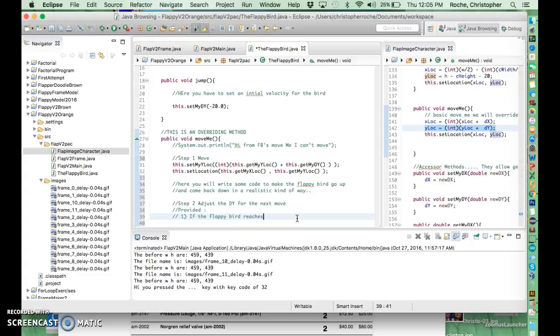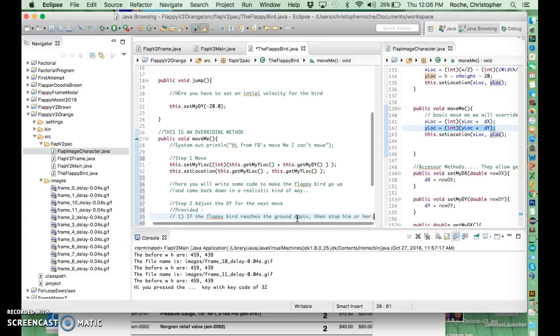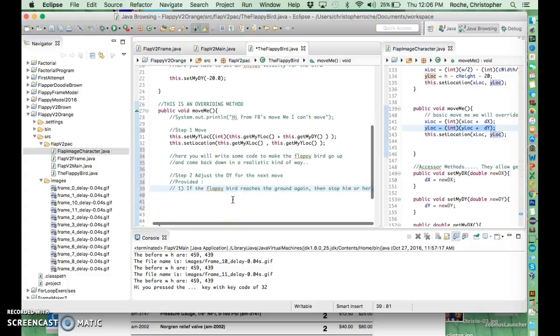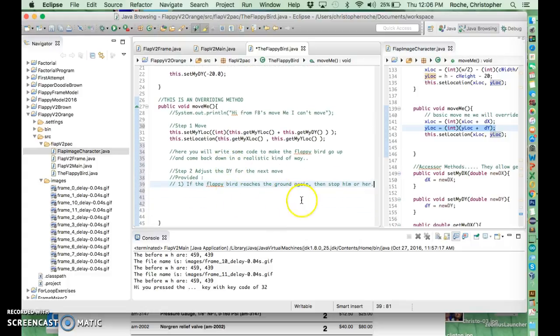Actually it's sort of like this, provided if the Flappy Bird reaches the ground again, then stop him, or her. Okay, so that's basically what's going on. I think that will actually cover it. And to do that, you just stop them. Stopping the Flappy Bird means setting the dy to 0.